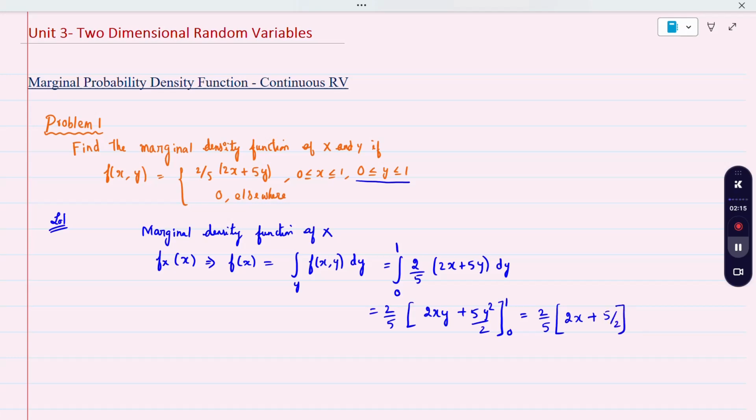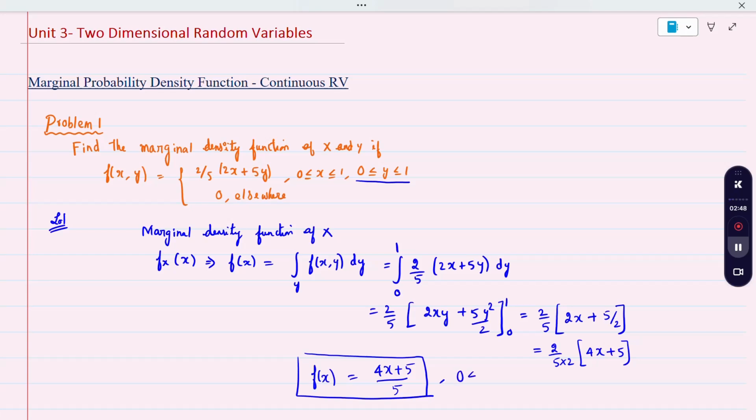Simplify this or leave it as it is. I will take the LCM of 2 and simplify it, which is easy for me. So 2 by 5, with the LCM 2 taken outside, gives 4x plus 5. So the answer f of x is 4x plus 5 divided by 5. Completed. You have to write it with the limit; now write the limit of x. Then only it is completed. Marginal density function of x, this is the way we have to do it.